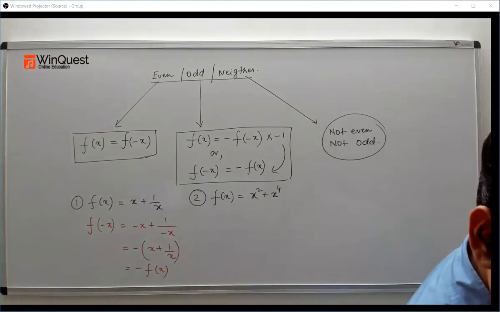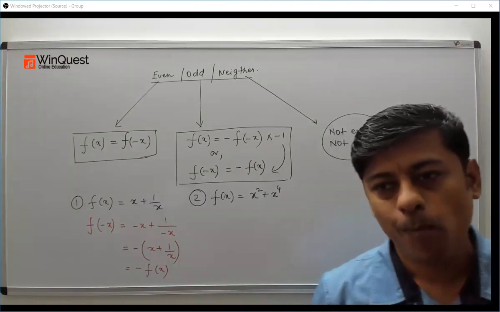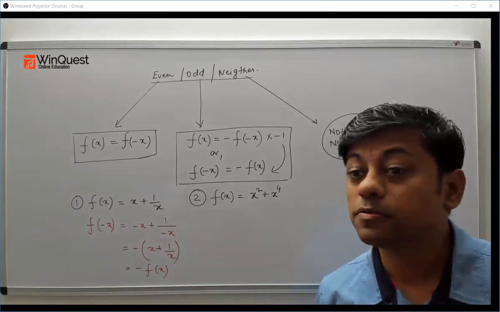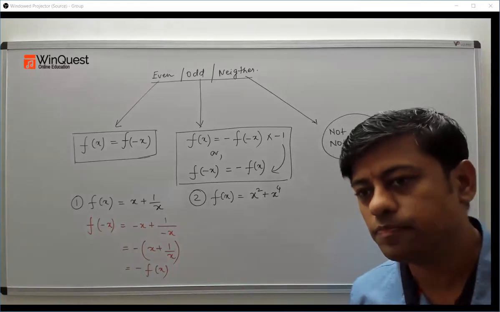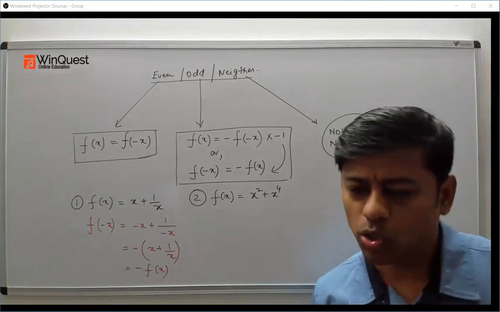I think it might be a neither function. Okay. I think it might be an even function. Okay. What about others? Bhumika? I think it might be even. It might be even. Okay.